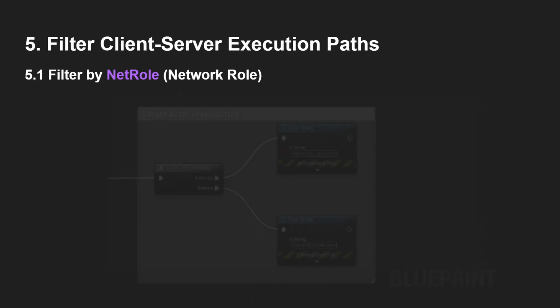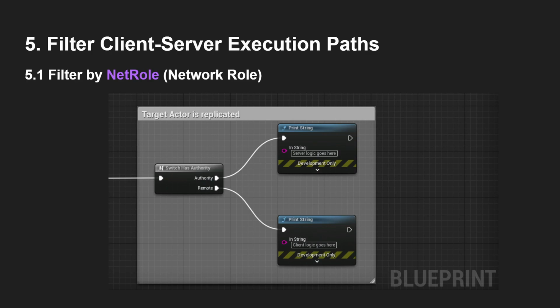And yeah, let's see this piece of code. So in Blueprint, what we do to be able to filter these server and client execution paths is use this convenience macro called Switch Has Authority. Also, again, notice that the target actor is replicated. And on Authority means that the local role is Authority. So there goes the server logic.